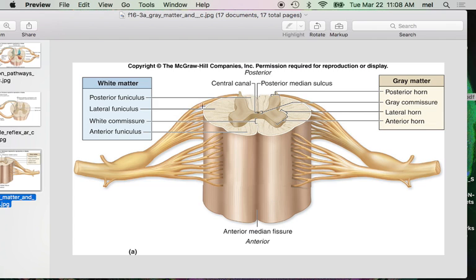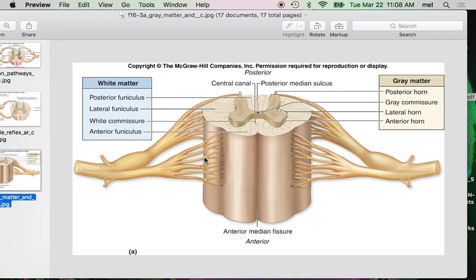Your textbook uses the term funiculus, but I've never seen another textbook that does. So you can call them white columns if you want to. Anterior white columns. These are posterior white columns, right? And then these are lateral white columns, right? Anterior, posterior, lateral. That's easy, okay?